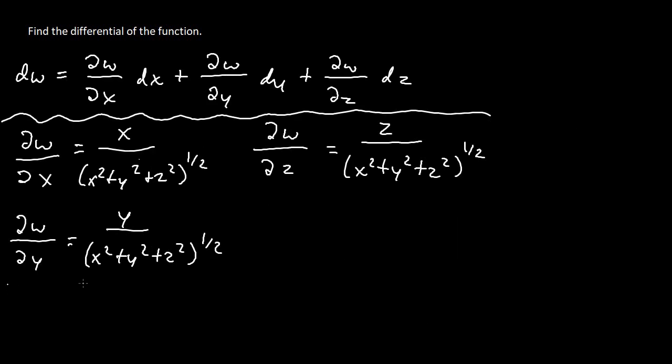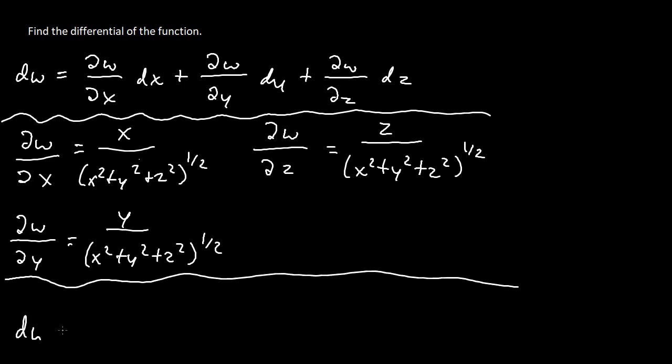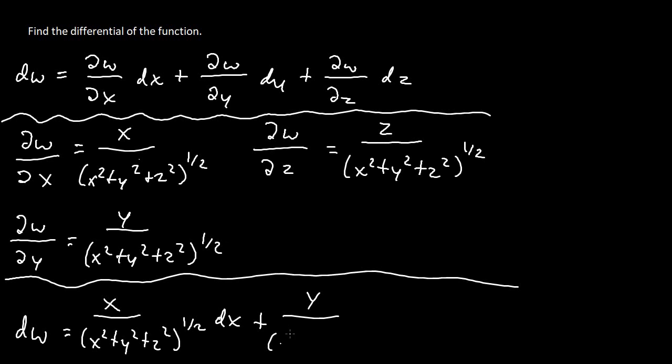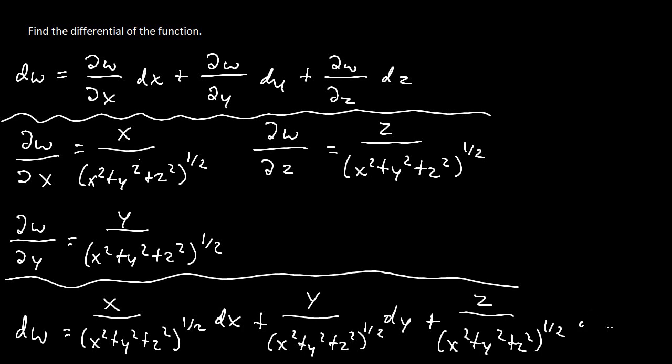So if I go ahead and write the differential now, we get dw equals the partial derivative of w with respect to x, which we found to be x over x squared plus y squared plus z squared to the 1/2, times dx, plus the partial derivative of w with respect to y, which we found to be y over the same denominator, times dy, and the same thing goes with the partial derivative of w with respect to z. And then we multiply by dz. So we get z over x squared plus y squared plus z squared to the 1/2 times dz.